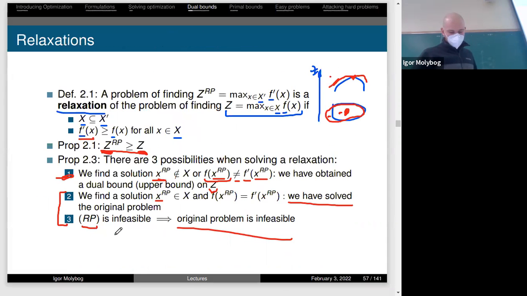We're finding a solution to the alternate problem, and we're using that as an upper bound. But if f prime is greater than f for all values, wouldn't the minimum of f prime also serve as an upper bound? No, it wouldn't. Let me explain why.